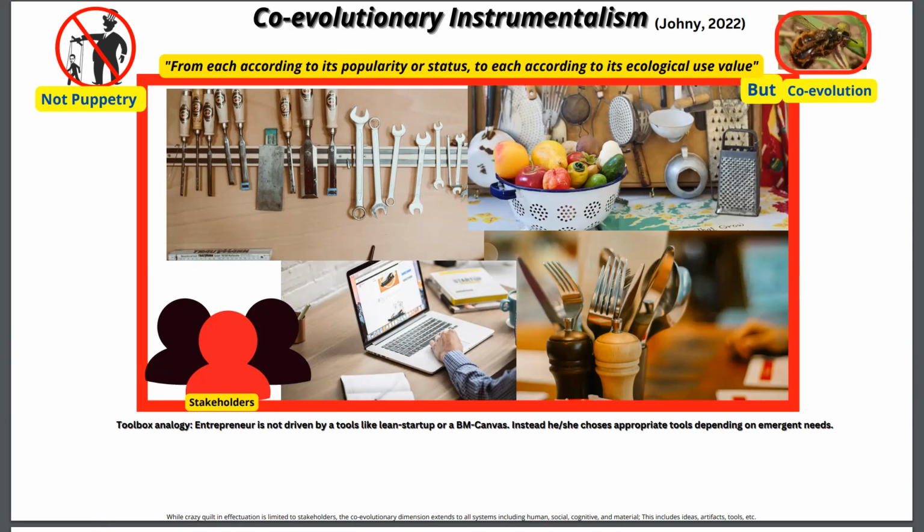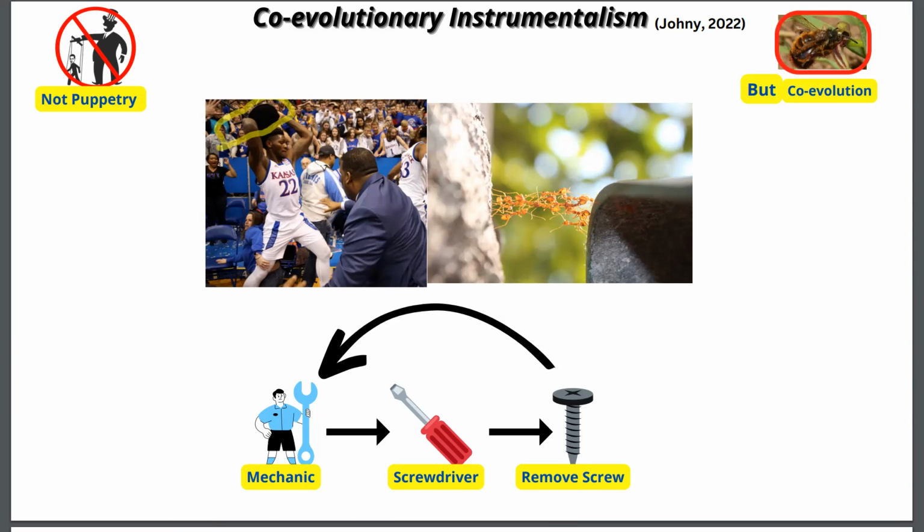We can use a toolbox analogy to explain this idea. Entrepreneur is not driven by tools like lean startup or business model canvas. Instead, he or she chooses or co-evolves appropriate tools depending on emergent needs. So this is about making use of the coevolutionary potential of the present. So if the problem is to remove a screw, we'll be looking for a screwdriver, but if it is not possible to find a screwdriver, we'll be using some other sharp tools to remove the screw. So in real world, there is no exact purpose tools. There are emergent problems, and we might be looking around to find tools to solve this problem.